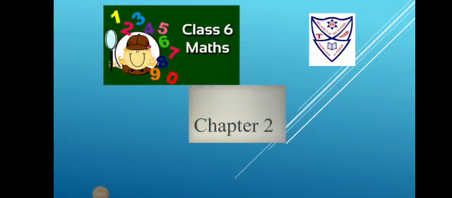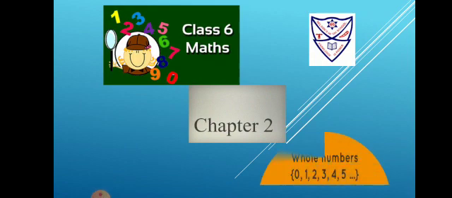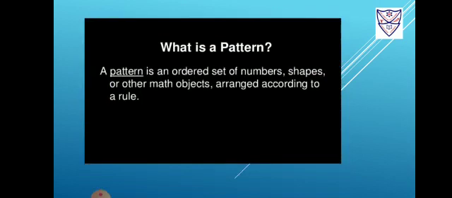Welcome to Class 6 Maths, Chapter 2, Whole Numbers. What is a pattern? A pattern is an ordered set of numbers, shapes, or other math objects arranged according to a rule. Means some objects or numbers are arranged, but every pattern has different rules. So let us understand more about patterns with some examples.